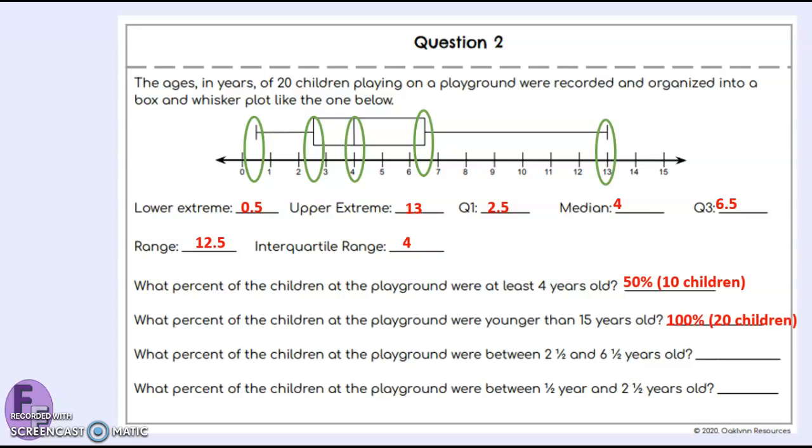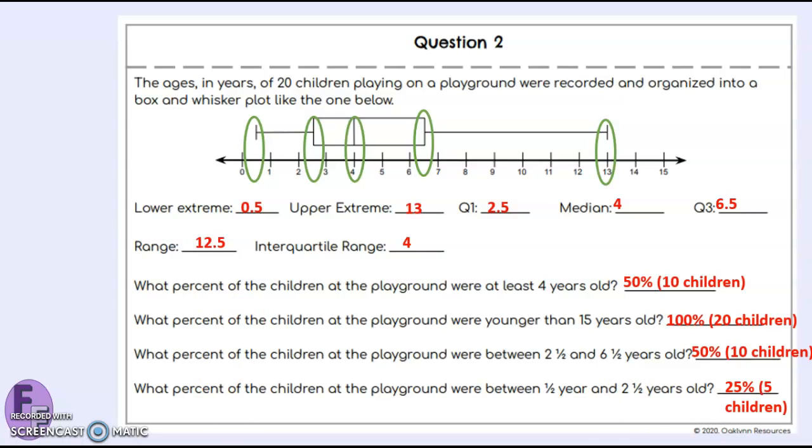Percent of children at the playground that were between 2.5 and 6.5. So this is from the left side of the box to the right side of the box, or 50%. And what percent of the children at the playground were between 1/2 and 2.5 years old? 25%.